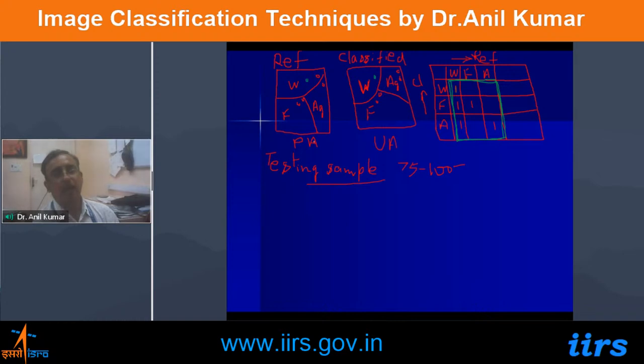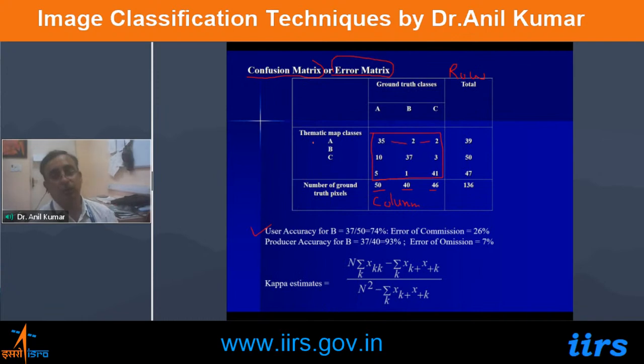That means how accurate your ground truth samples are. So user accuracy gives you the accuracy of your classified map, and how correctly the samples have been taken from the reference map, that accuracy you get from producer accuracy. Producer accuracy gives you the accuracy of your samples, how correctly they have been identified on the reference map. The user accuracy basically gives you the accuracy of how correctly the samples are identified on the classified map.